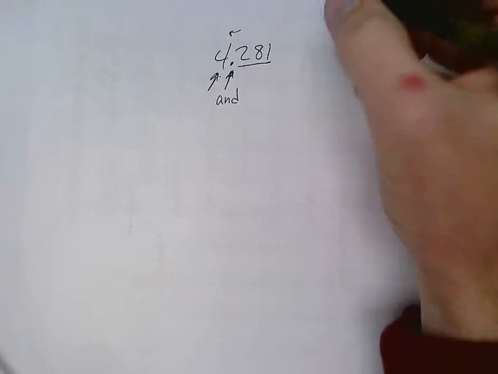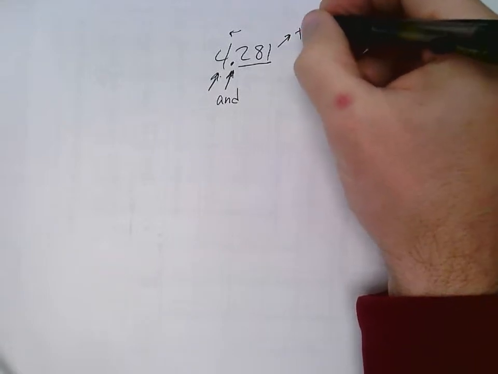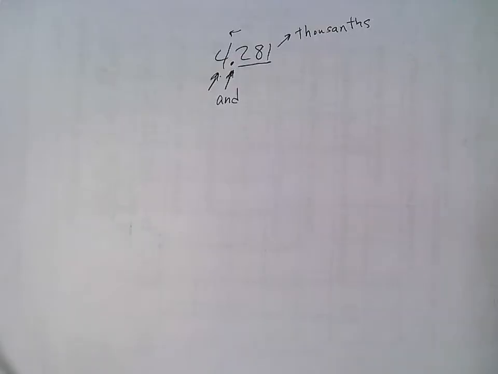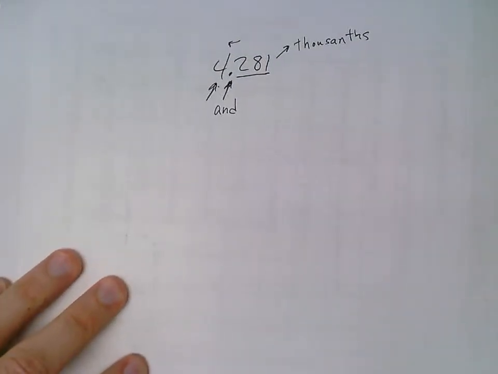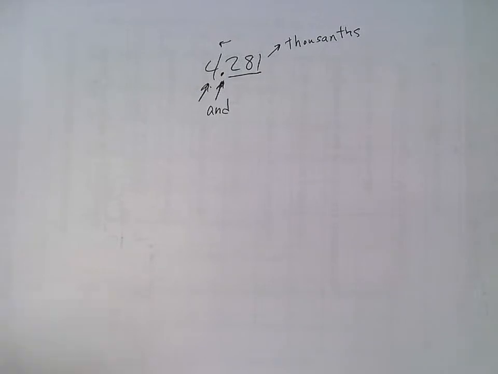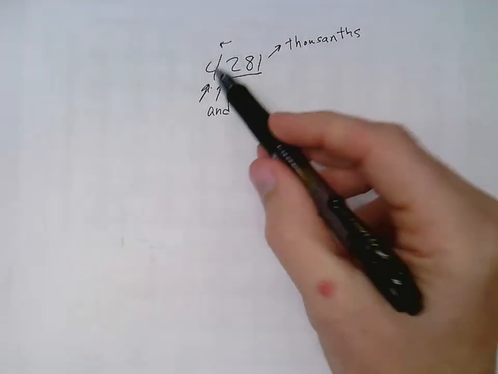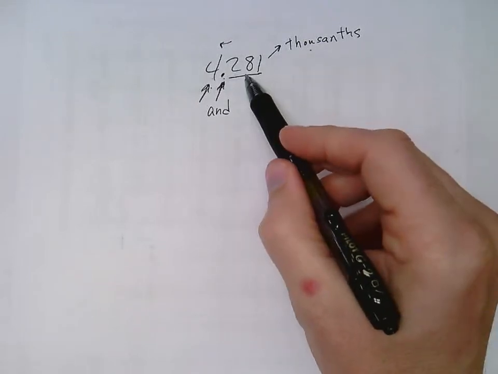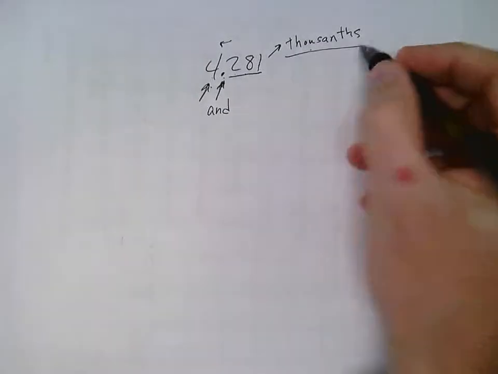And since there's 3 decimal places, the last name is going to be thousandths. So anytime I have 3 decimal places in a number, that last name of that number is going to be thousandths. So 4 and 281 thousandths. 281 first name, last name thousandths.